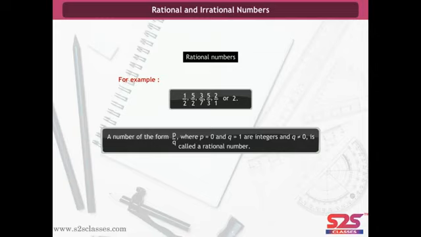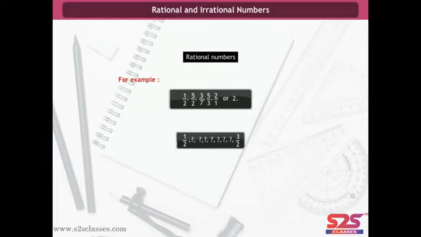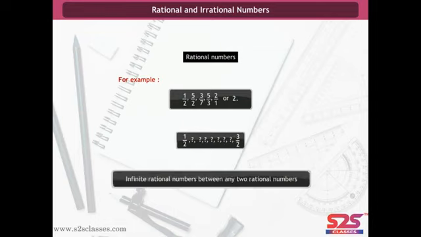Now we take two rational numbers, 1 by 2 and 3 by 2. How many rational numbers are between these two? Think about it. You will find infinite rational numbers between any two rational numbers.